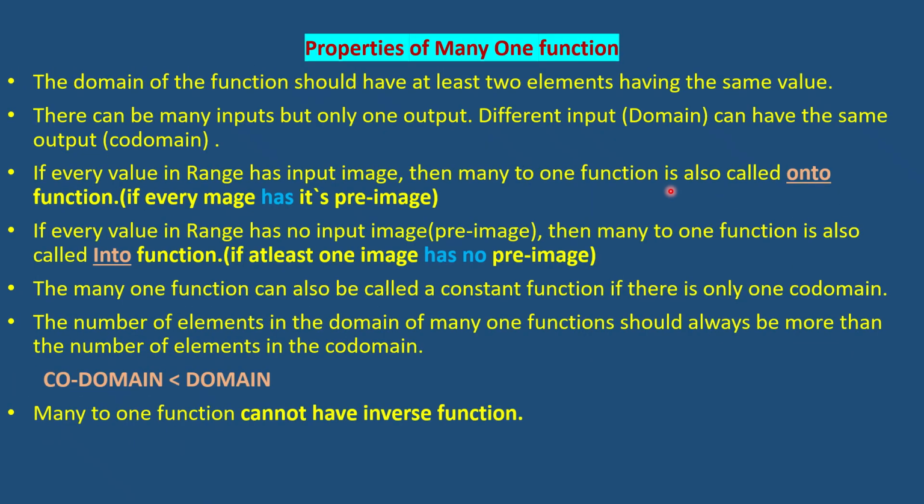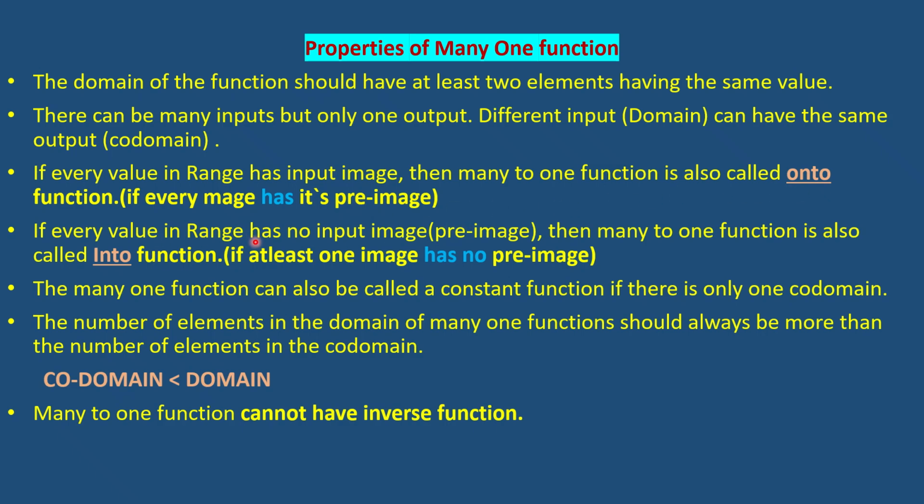Come to next. A few properties of many-to-one function are there. Number one is the domain of the function should have at least two elements having the same value. It is clear from the definition. There can be many inputs but only one output. Same meaning: different inputs can have the same output. If every value in the codomain has a pre-image, then the many-to-one function is also called an onto function. Means every image has its pre-image. Then it is called many-to-one and onto.